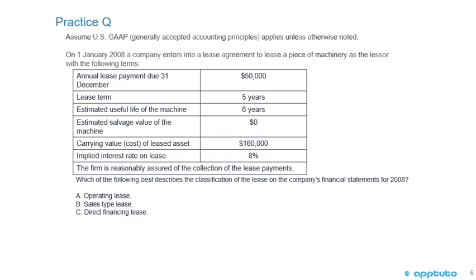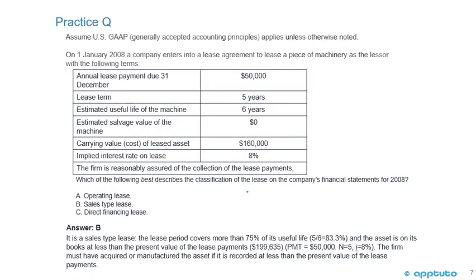And the firm is reasonably assured of the collection of these lease payments. Which of the following best describes the classification of the lease on the company's financial statements for 2008? An operating lease, a sales type lease, or a direct financing lease?